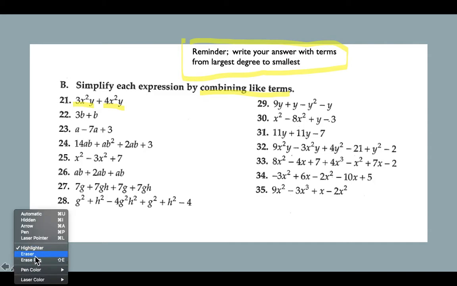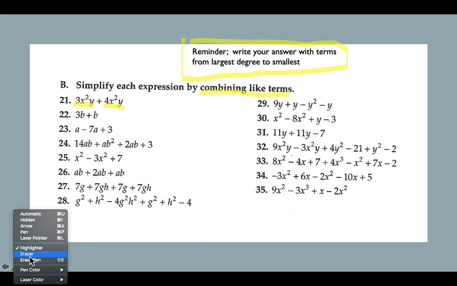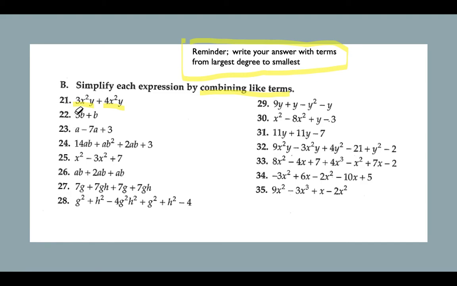Now, in order for you to add the terms, and I know I'm adding because of this addition symbol, they have to be like terms, okay? So in this case, I do have two terms that are like terms. They both have x to the second power as a variable and y to the first power as a variable.